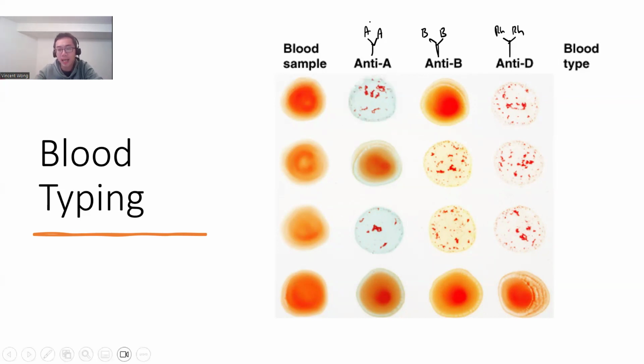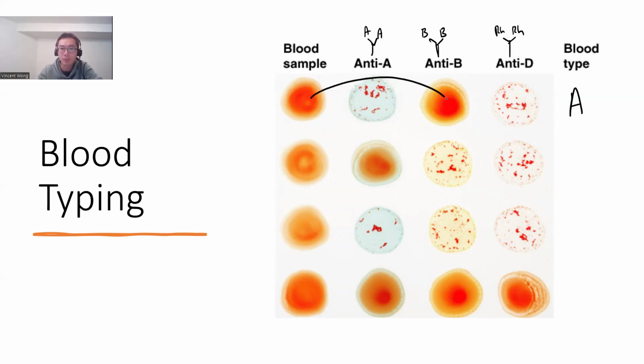So why would the antibody react with the blood? Well, the blood must have A on it, right? So that's how I know the person is, at least, going to have an A. I don't know if they're just A or A and B. We don't know, but they definitely have an A.